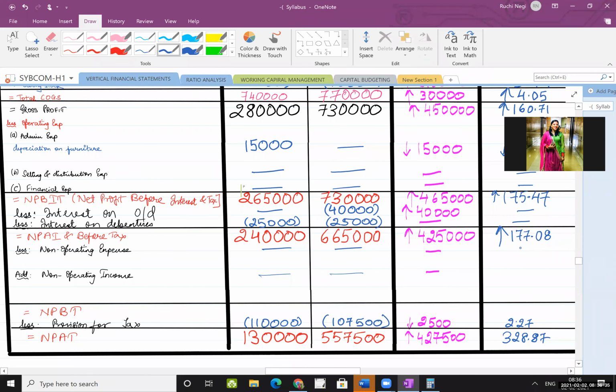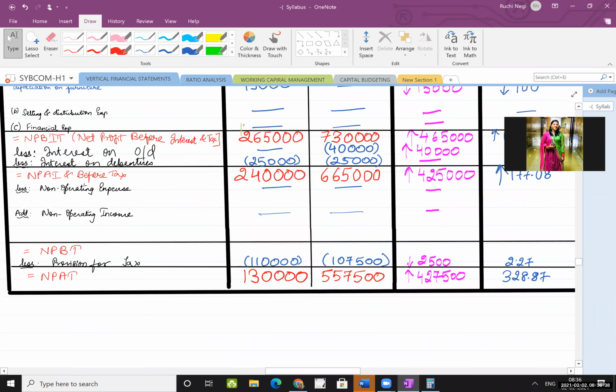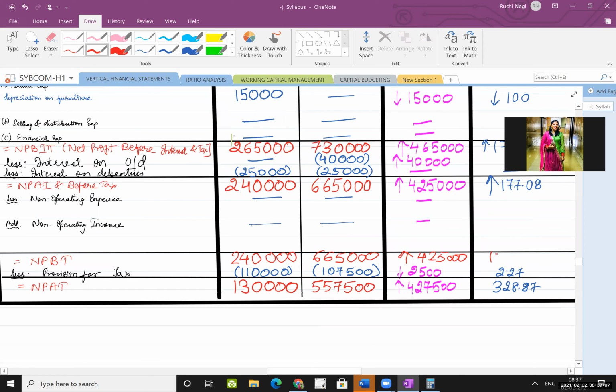Non-operating expense is not there, non-operating income is not there. So net profit before taxes. So that's 2,40,000. That's 6,65,000. Same increase, 4,25,000, and same answer, 177.08 obviously.